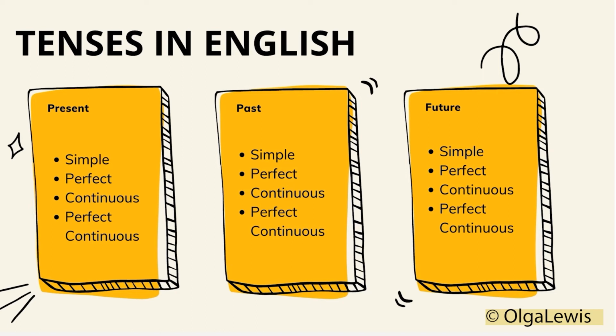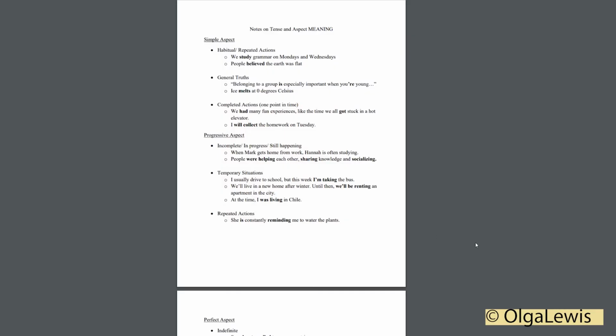We only have 3 tenses, but we have 4 aspects in each. And each aspect shows the relationship of the doer to the action and vice versa. The doer is the person or the thing that does the action, that performs the action. I also wanted to show you this example.